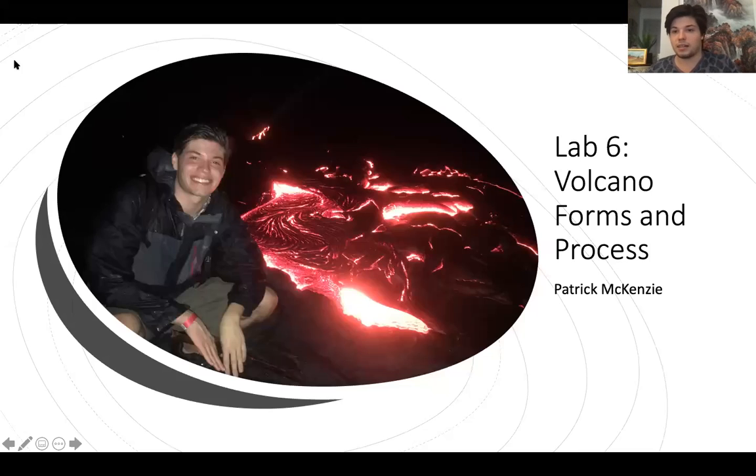So lab 6 is on volcano forms and process. And here I am at the volcano Kilauea on the big island of Hawaii. And we'll talk a little bit more about Kilauea later.